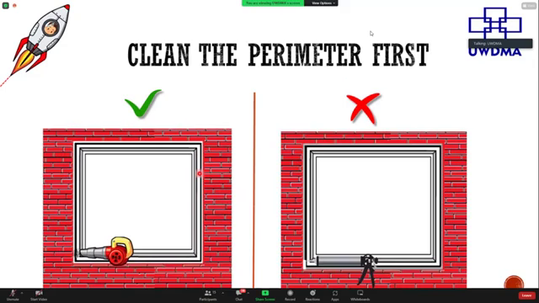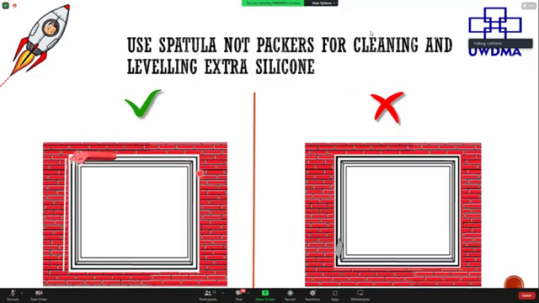Then once the silicone is applied, normally what people do is clean it with a packer. It could be done with a packer, but what we prefer is to do it with a spatula. It will give a much cleaner surface to you.